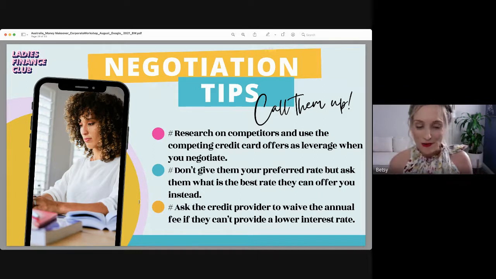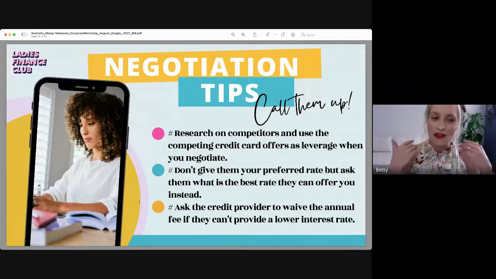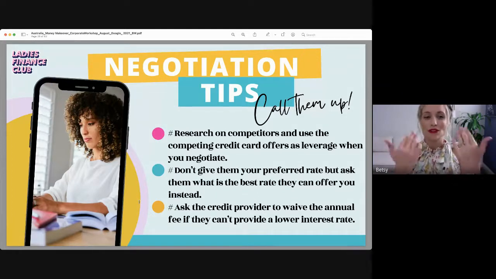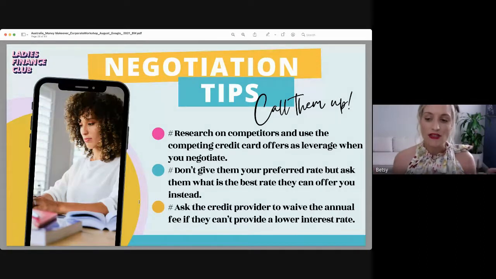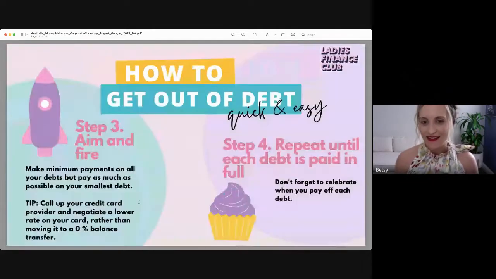Now, don't tell them what your preferred rate is, but ask them what's the best rate that they can offer you, simply because you don't want to reveal your cards too early. They might offer you a better rate than what you wanted. So put the onus on them to secure your business and give you a great rate. If they can't adjust your interest rate, see if they can maybe waive some annual fees and save you money that way. Some hot tips.